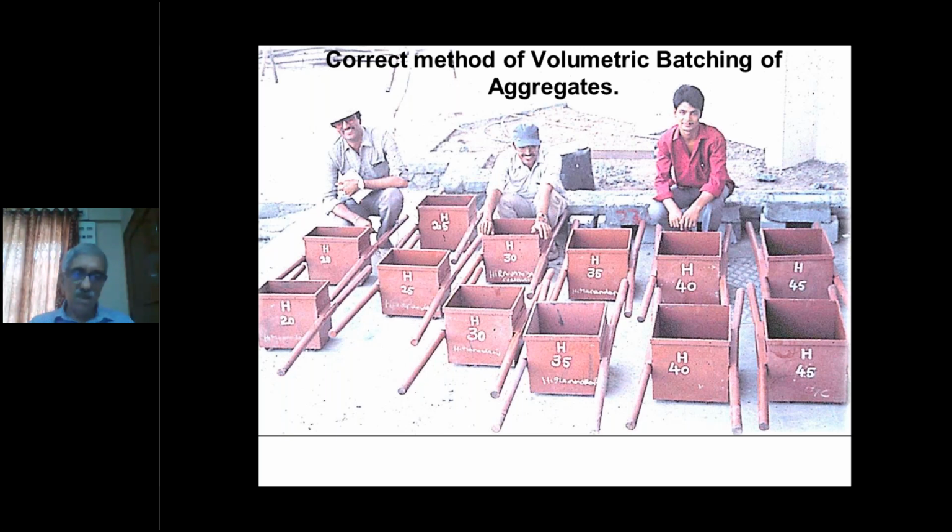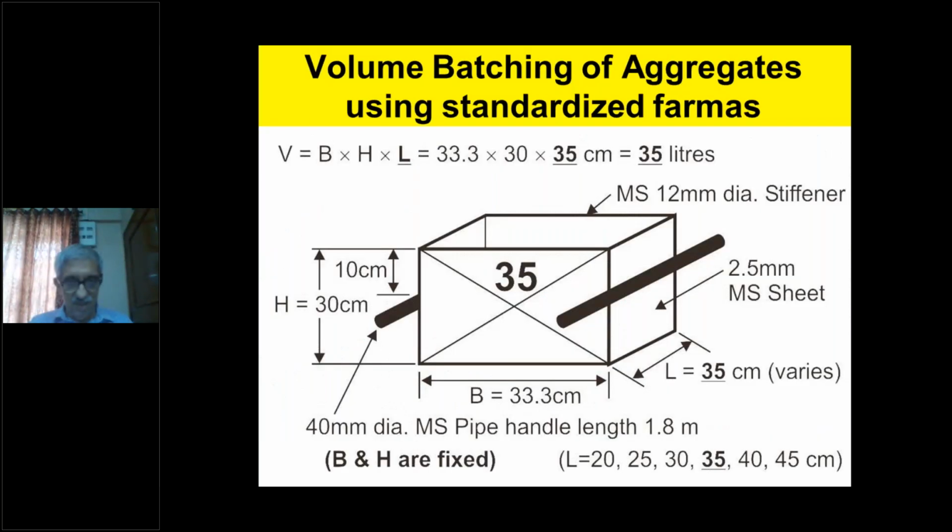So my guru had taught me, Guru Mr. A.P. Remedios, that it is better to have good steel boxes with long enough handles to handle the weight by 2 workers. And I will now show you the structure of the box. This is a 35-liter box.